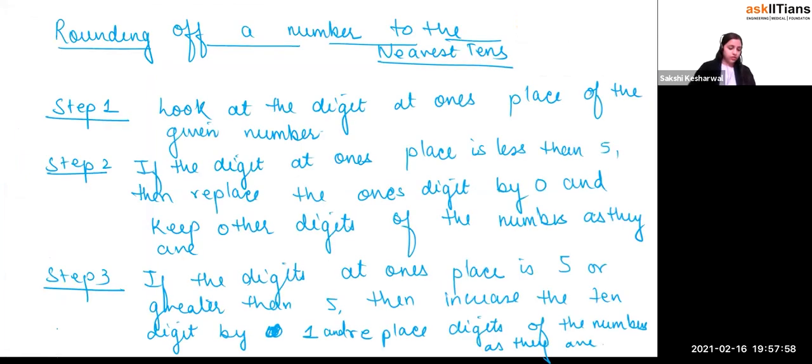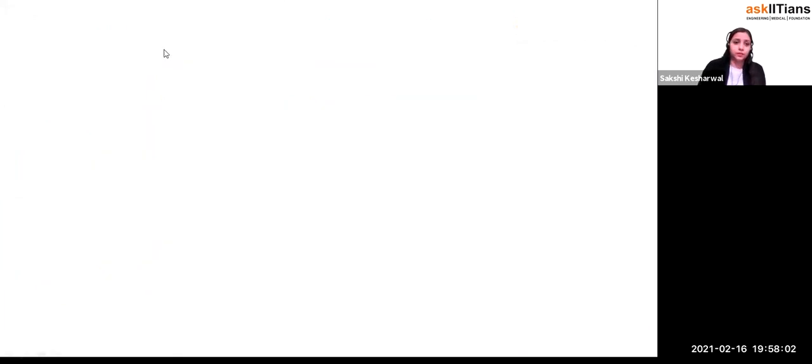Okay, now just take an example of it. It says that look at the digit. Now you want to round it at the tens place. So if I write this as 68, you just see the ones place. You have to round it at the tens place. So this 8 is greater than 5, right? So what you do, you just increase this number by 1 and you just replace this by 0. So this becomes 70, right?